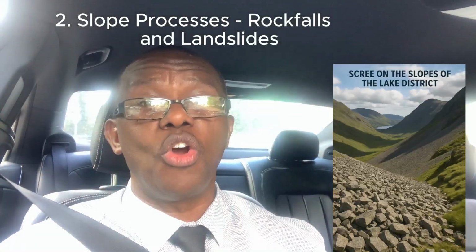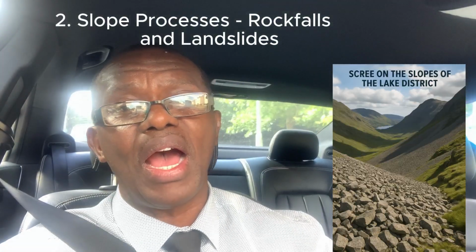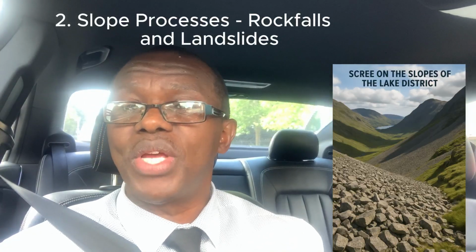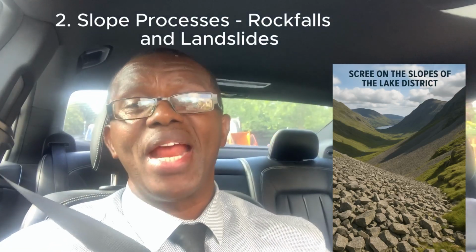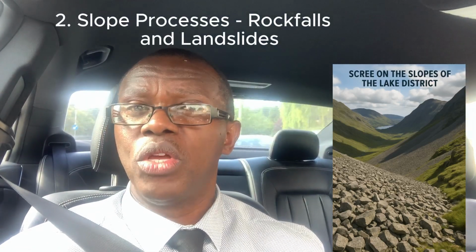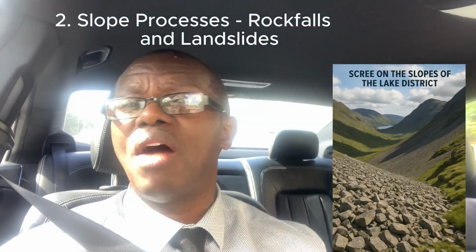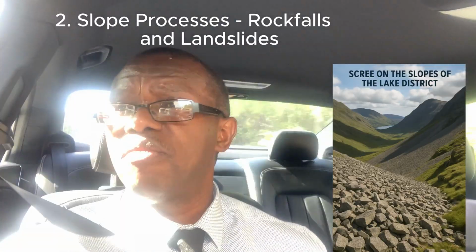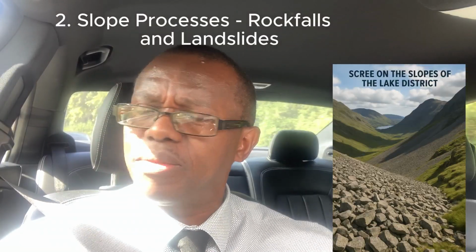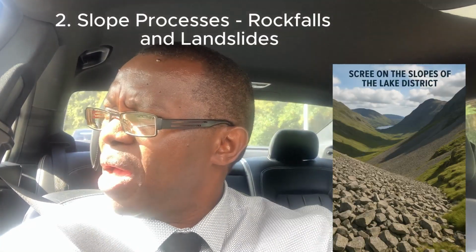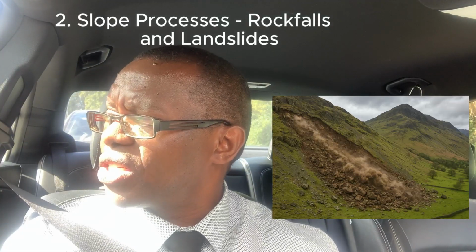And because the slopes are now characterized by having scree on them, so having those rock fragments, you're likely to get rock falls as well, because these are rocks that are lying on top of each other, and they are likely to be quite unstable. So sometimes when they lose that stability, you're likely to have rock falls. So they're likely to fall down the hill, so to speak, because that is basically what a rock fall is. So it's characterized by rock falls, and it's also characterized by landslides.